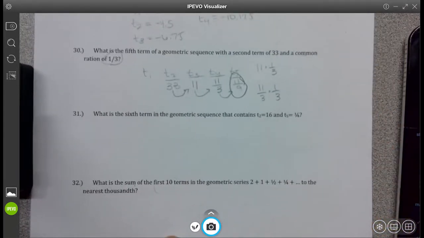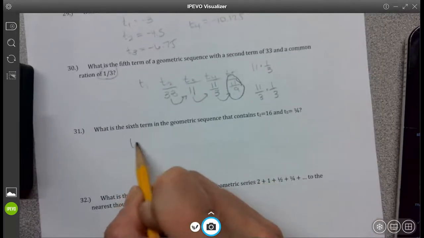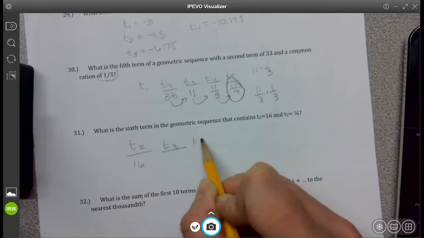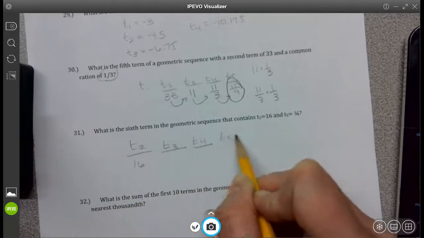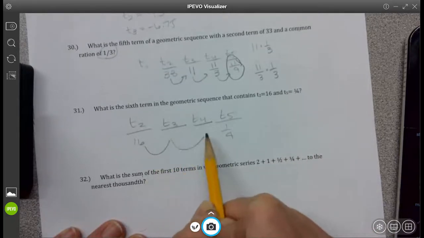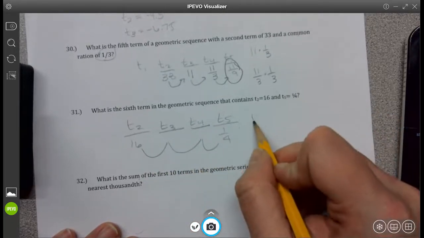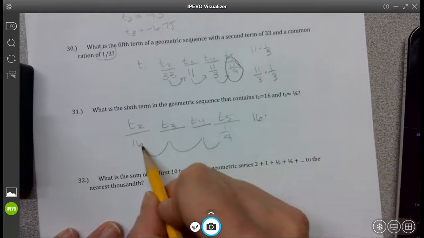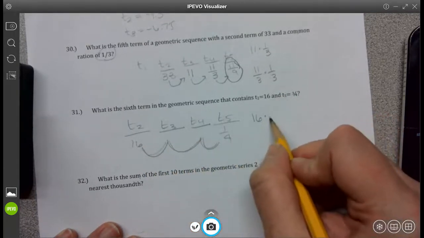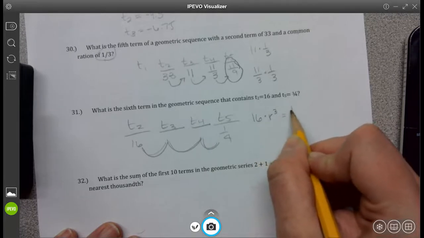Number 31, what is the sixth term in the geometric sequence? We know the second term is 16. We don't know the third. We don't know the fourth, but we know the fifth is 1/4. So we have 1, 2, 3 jumps. I start with 16 and multiply by r, r, r, or r to the third, to get 1/4.